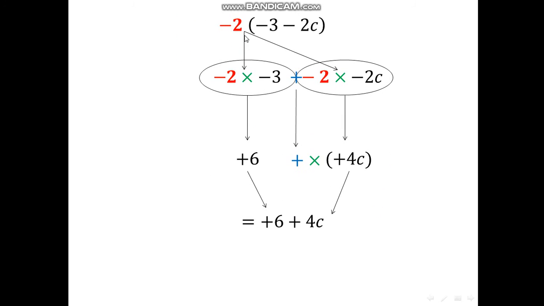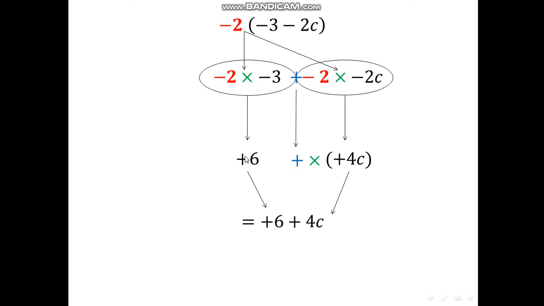The same goes here, minus 2 multiplied by minus 3 plus minus 2 multiplied by, this is just like two groups. This is group 1 and this is group 2. Only the group on the right, put it between brackets so that we don't forget it is multiplied by the plus. Okay, so this is minus 2.